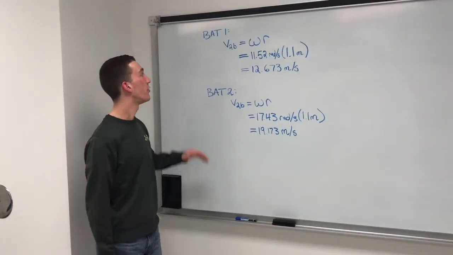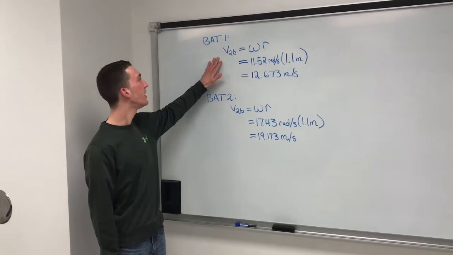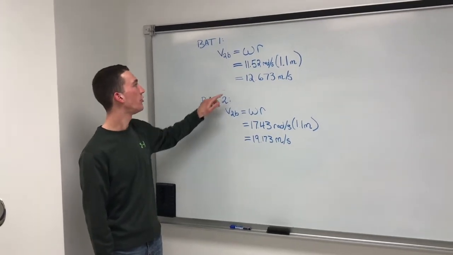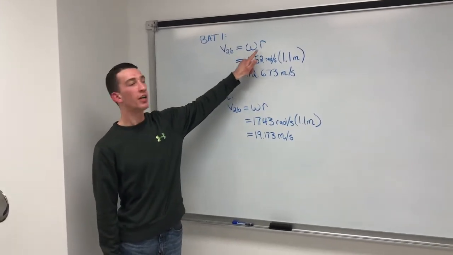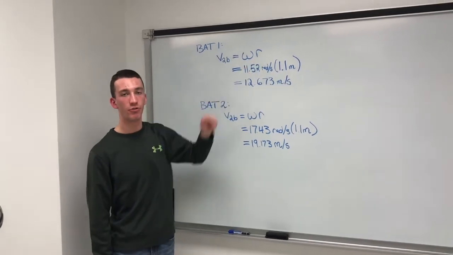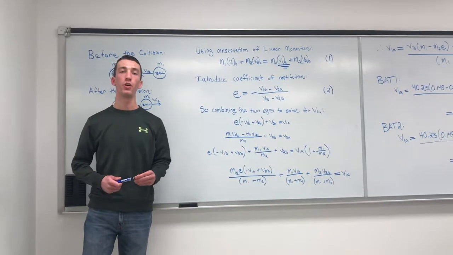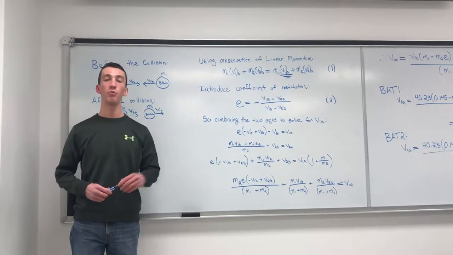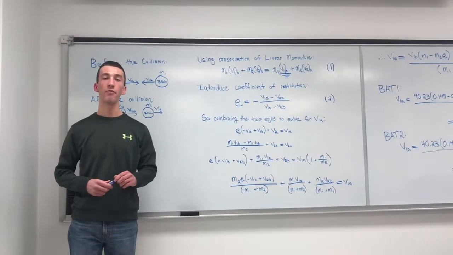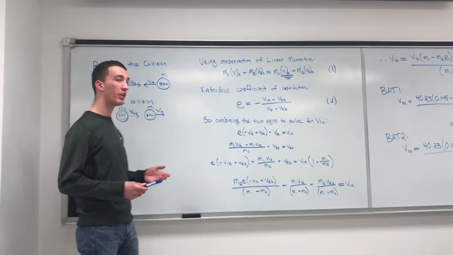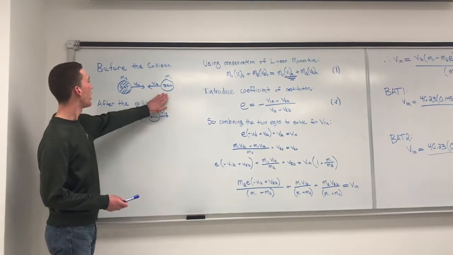So the first thing you have to do is determine the linear velocity of each of the bats before hitting the ball, which you do by multiplying the angular velocity times the radius of rotation. So in order to determine which bat we should use and which bat will produce the furthest line drive, we can essentially treat this problem as a collision between the bat and the ball.